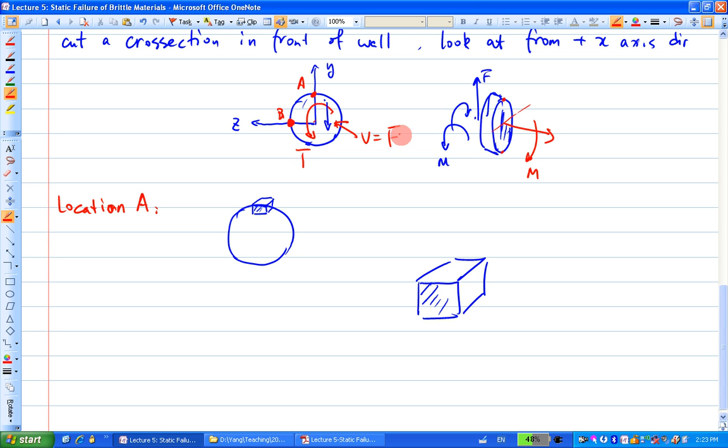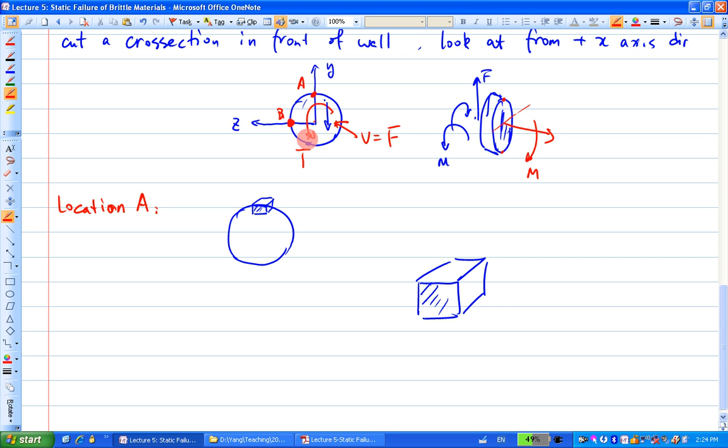Here is MFT. Does V or does F cause any stress at this location? No, right? Okay, how about this T? This is a torsion. So does T cause any stress? If it causes any stress, what do we call that? Shear stress. Yes, T will cause a shear stress. And what direction is the shear stress? This way or that way?